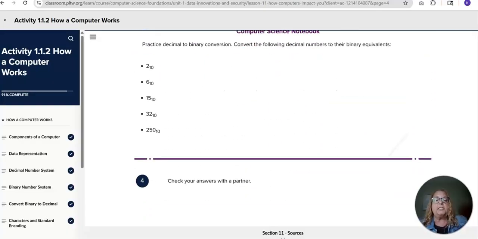Okay, hopefully that will teach you enough about binary. You'll feel good about that. Save your Word document and upload it to Canvas.